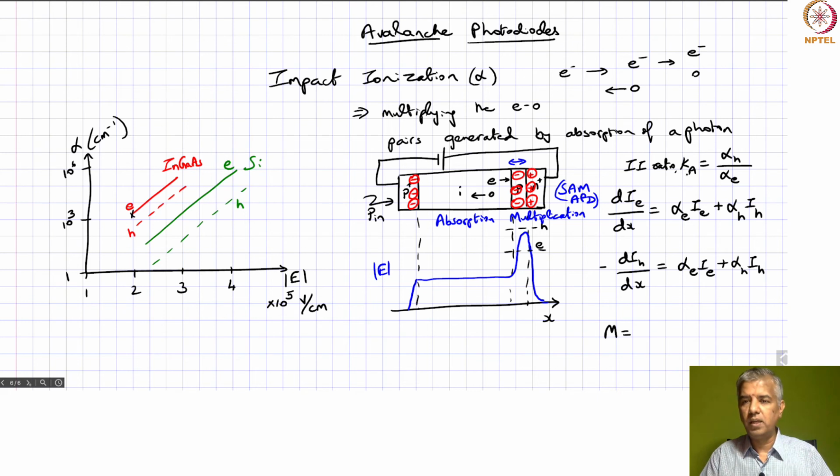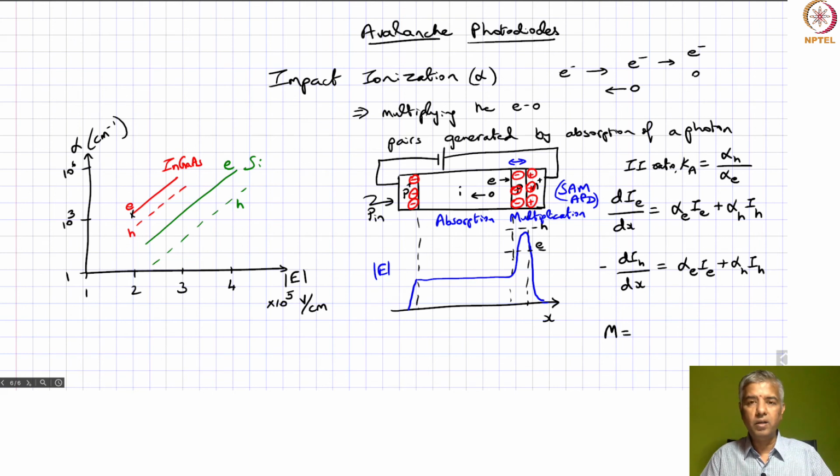So which is a good value to get optimum gain? Well, you can say that if Ka equals 1, in which case the impact ionization coefficient for holes is the same as that for electrons. If that is the case, then both of them have the same threshold and both of them are participating in this avalanche process, and they generate a lot of noise.